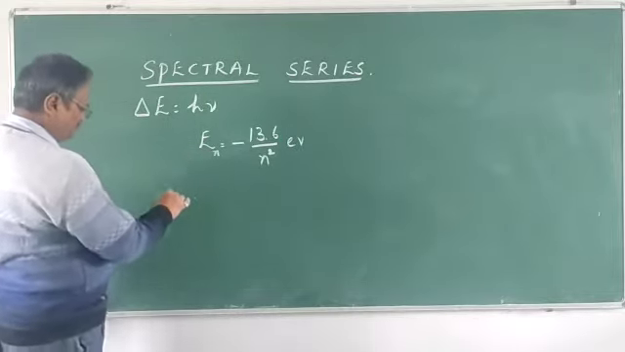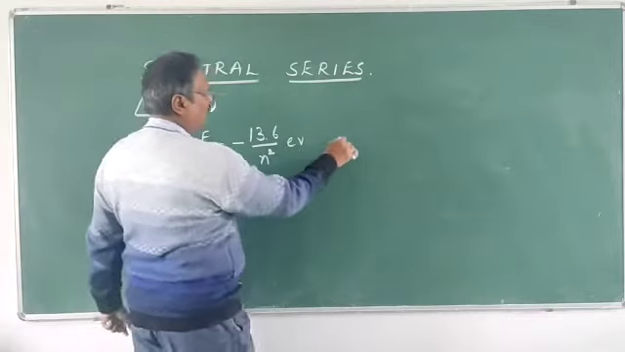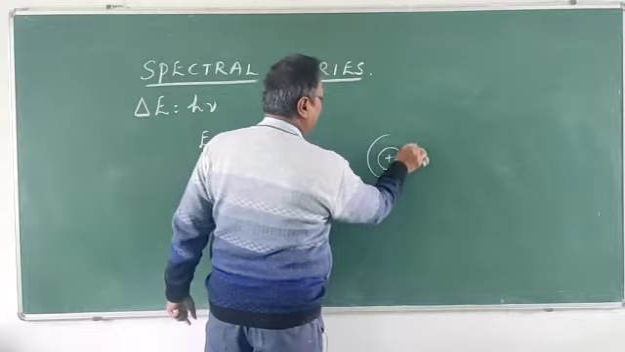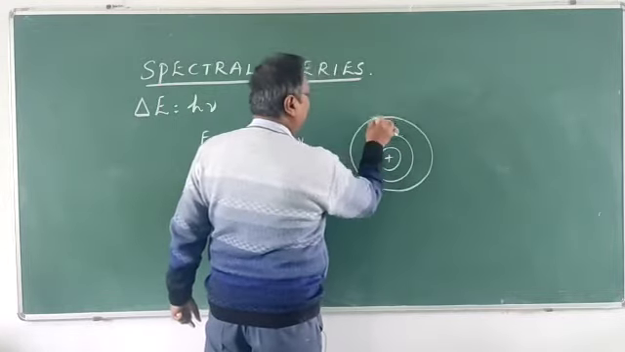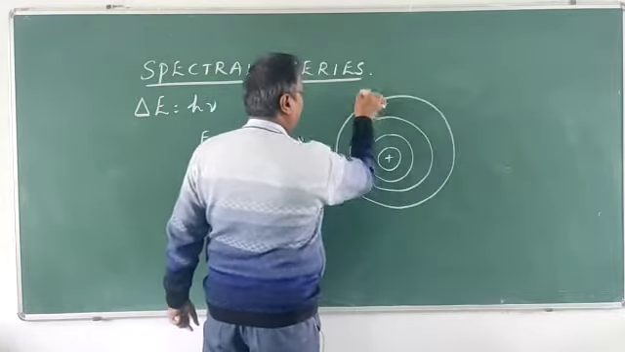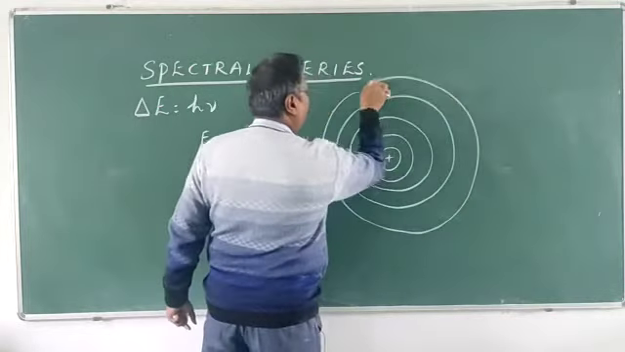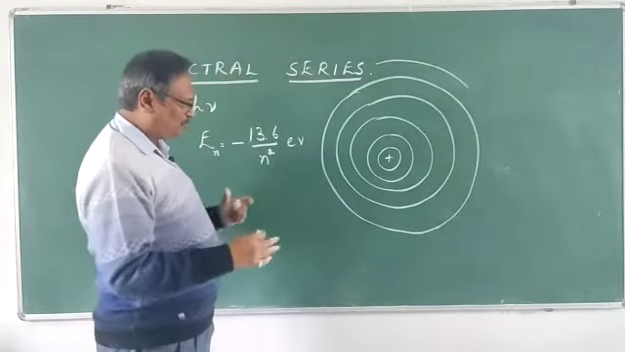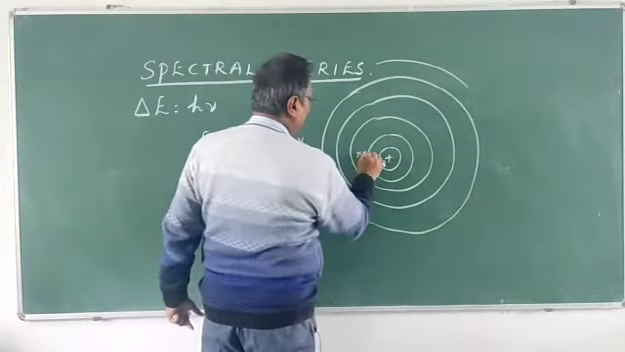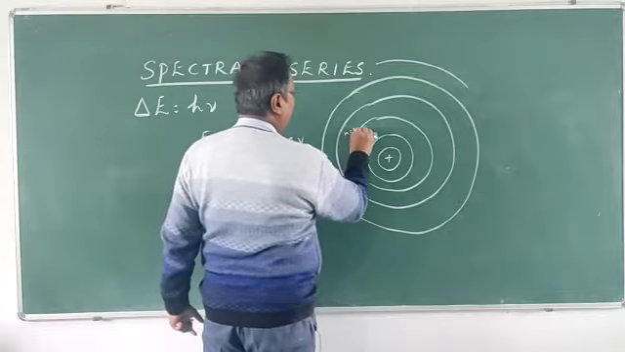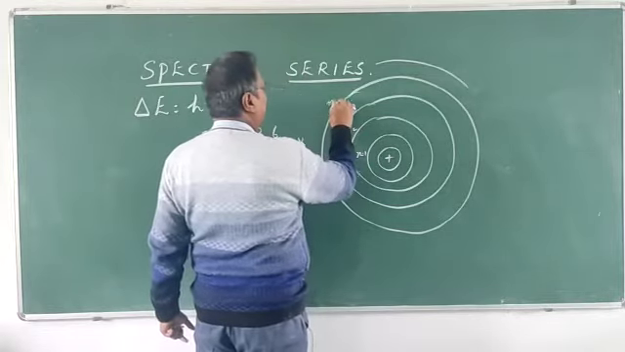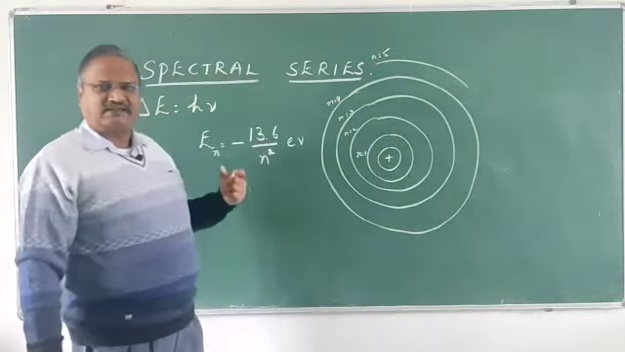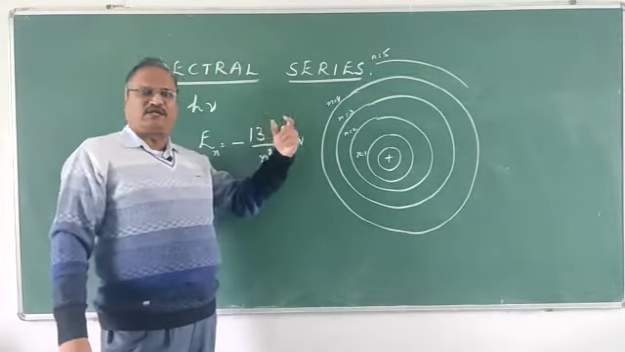Now, what we are going to discuss is, suppose I have a positive nucleus, and let us say this is the first orbit, second orbit, third orbit, and then fourth orbit. I can have more orbits which I am not going to consider now. Suppose I say n = 1, n = 2, n = 3, n = 4 and n = 5. The electron can jump from a higher orbit to a lower orbit.